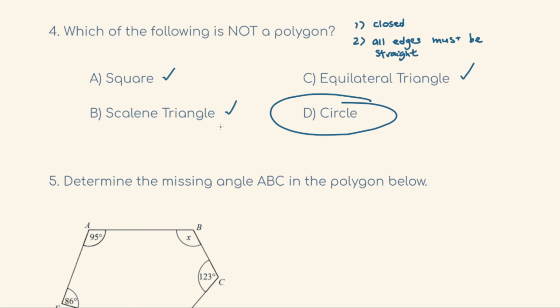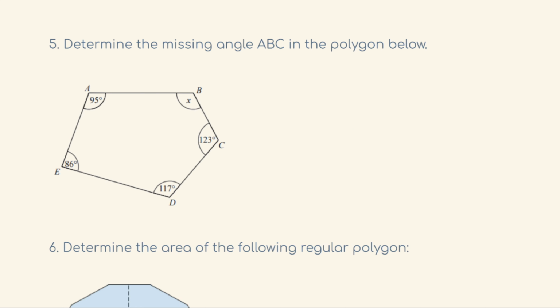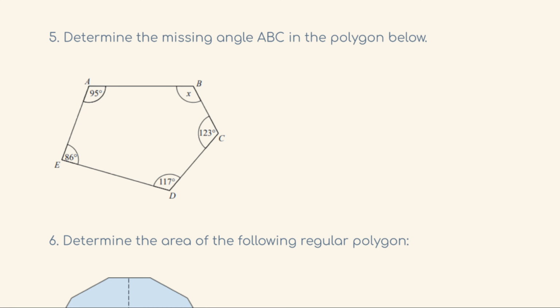All right, so on to question 5 then. Question 5 is asking us to determine the missing angle ABC in the polygon below. So that's this angle right here, the angle with the X. We don't know what that is, but we know the four other angles here. So let's add them up real quick. We've got 95 plus 123 plus 117 plus 86, and that's going to come out to 421 degrees.